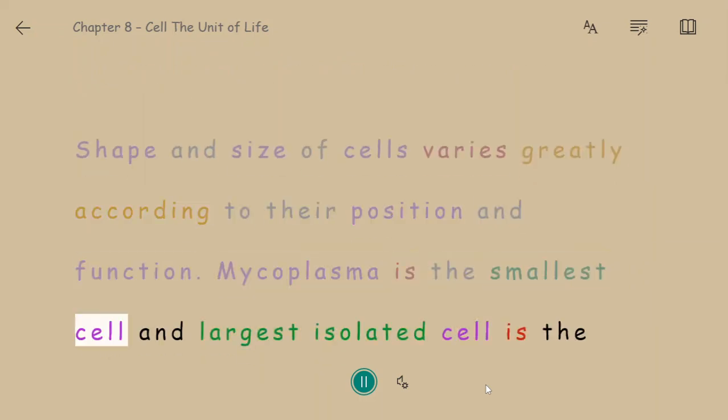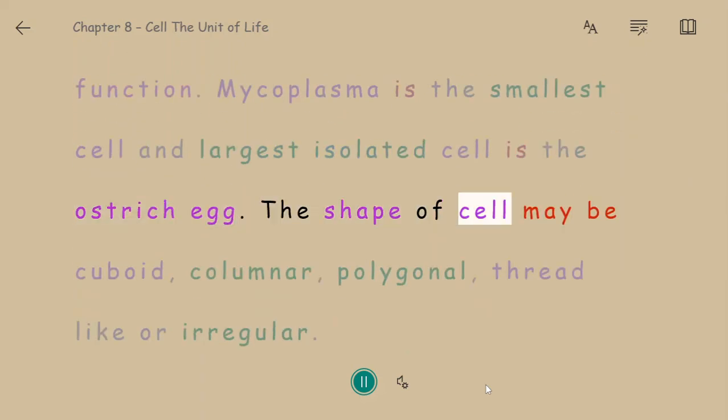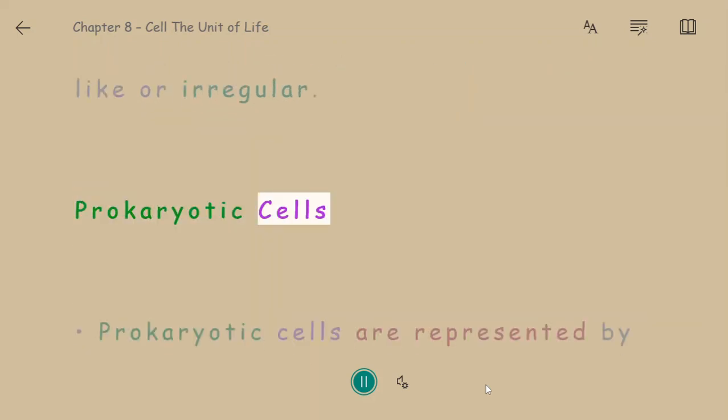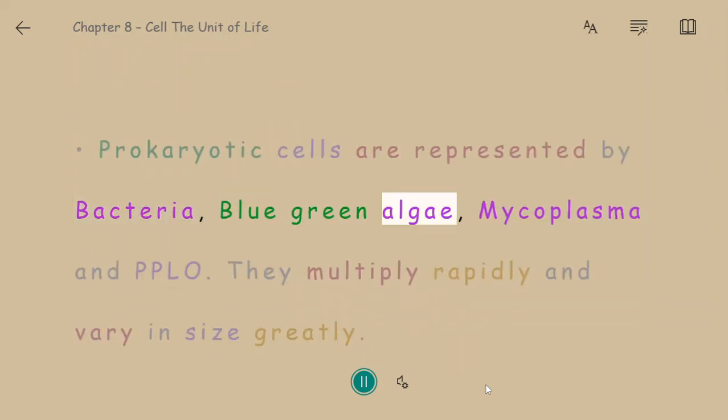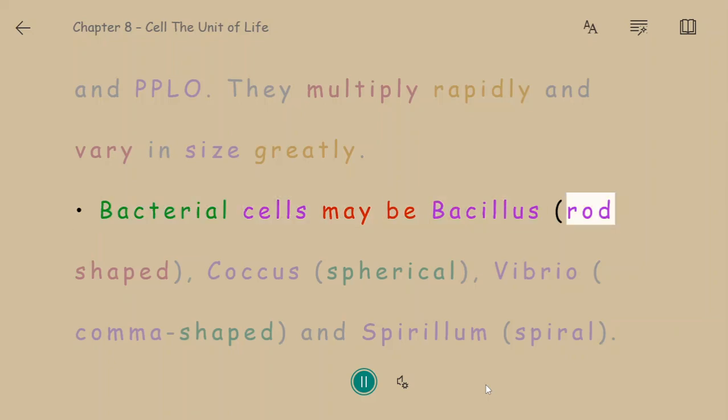Mycoplasma is the smallest cell and the largest isolated cell is the ostrich egg. The shape of cell may be cuboid, columnar, polygonal, thread-like or irregular. Prokaryotic cells. Prokaryotic cells are represented by bacteria, blue-green algae, Mycoplasma and PPLO. They multiply rapidly and vary in size greatly. Bacterial cells may be bacillus, rod-shaped, coccus, spherical, vibrio, comma-shaped, and spirillum, spiral.